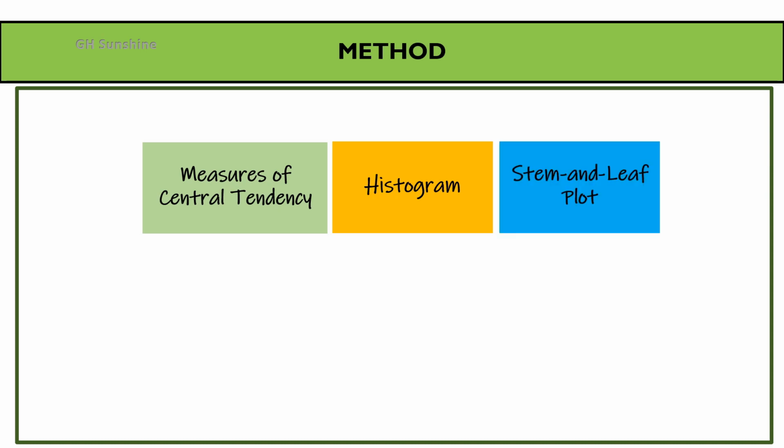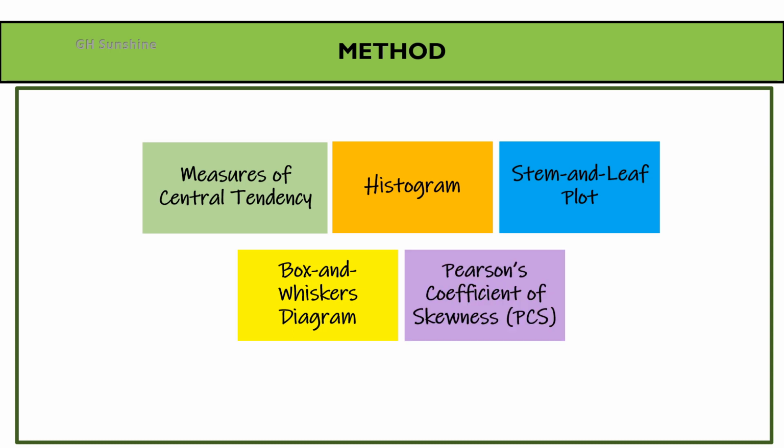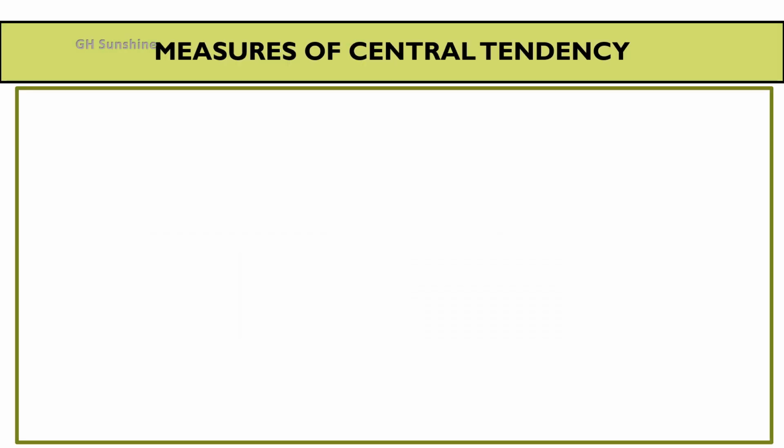So how do we identify the shape of the distribution? First, we can use the measures of central tendency. Second, histogram. Third, by using stem and leaf plot. Number 4, box and whiskers plot. And last one is using Pearson's coefficient of skewness. So let's look at the first method to identify the shape of the distribution. Measures of central tendency, 3M: mean, median and mode.